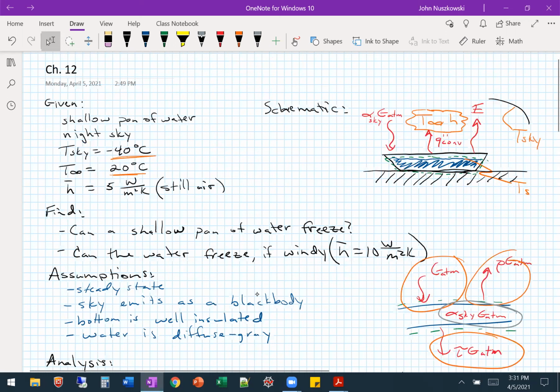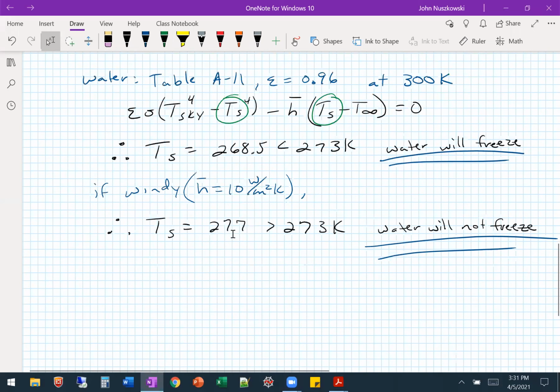While with still air, the convection is not so high that it's influencing it enough where the radiation is more being influenced. Okay, but when we get windy air, now the convection in that 20 degrees Celsius air that's right above the pan influences it more and keeps the water from being frozen. Any questions?